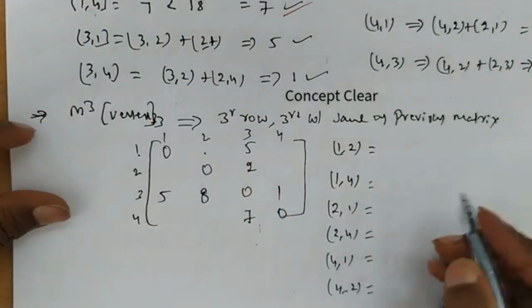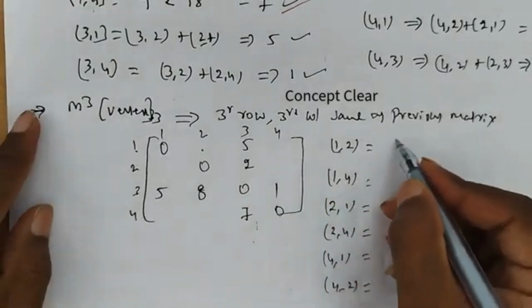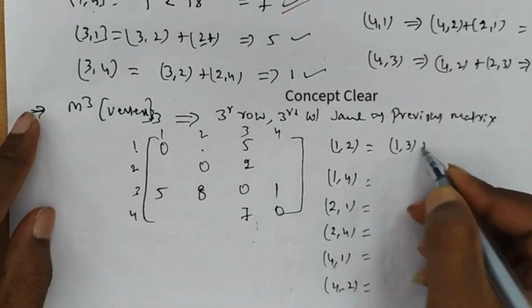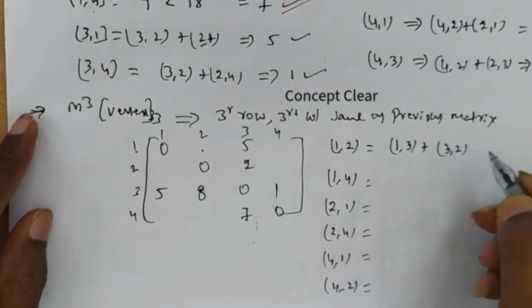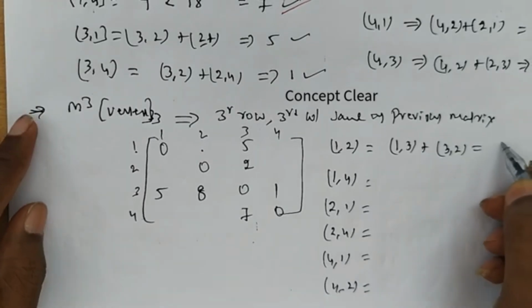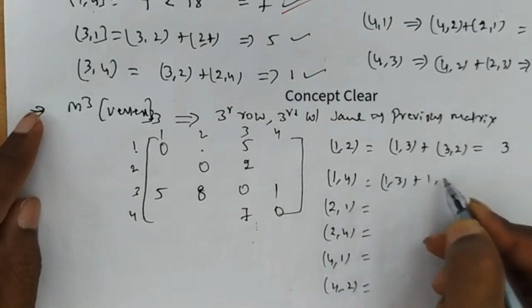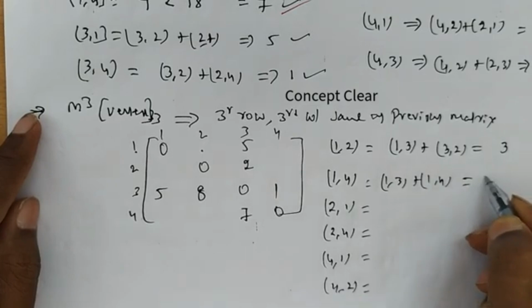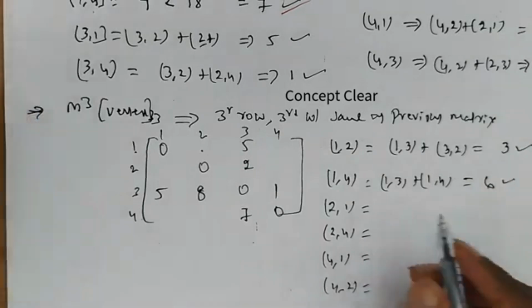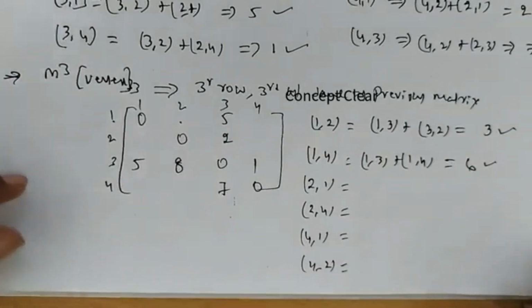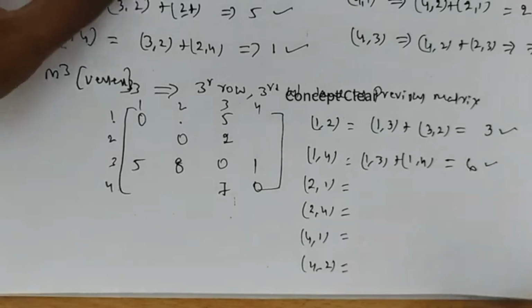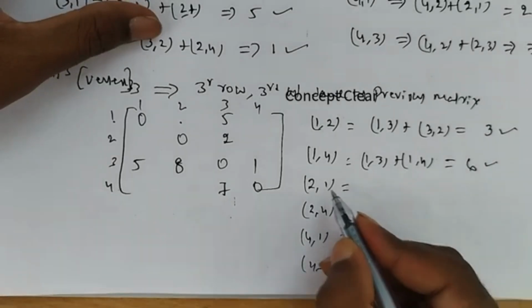Okay, 1 to 2 value. What is the value? 1 to 2 is 1 to 3 plus 3 to 2. If you perform it, the value is 3. Next one, 1 to 3 plus 3 to 4, the final answer is 6. I'm writing directly here, but you can calculate in the exam also. You have to calculate the complete final answer.